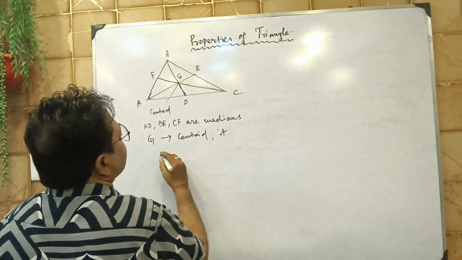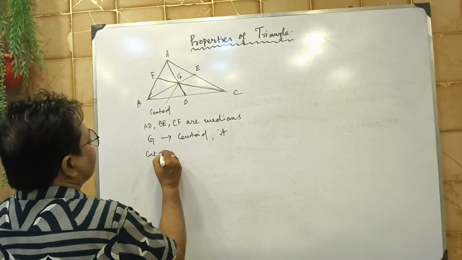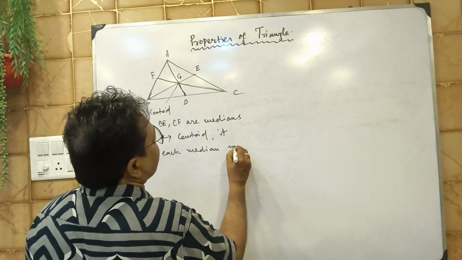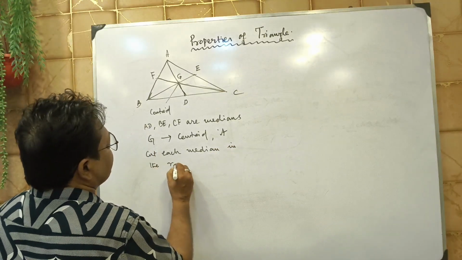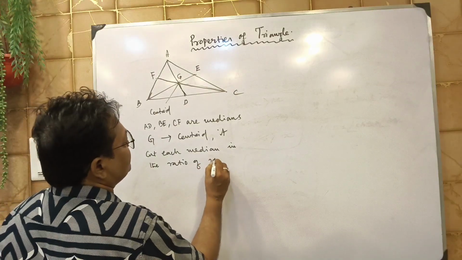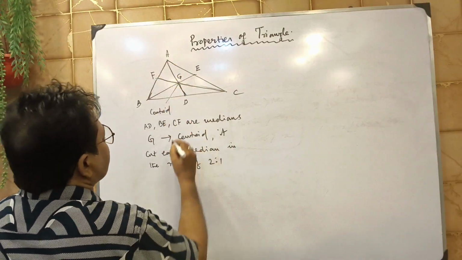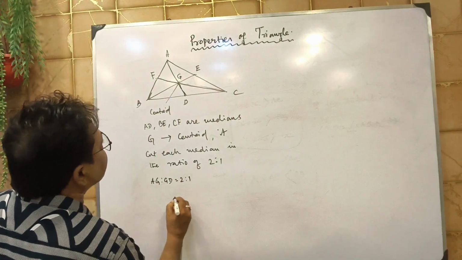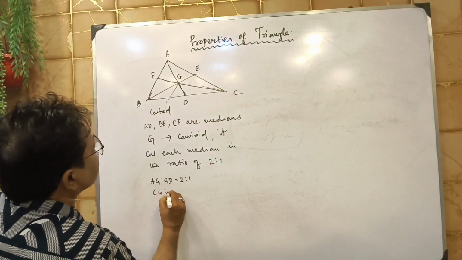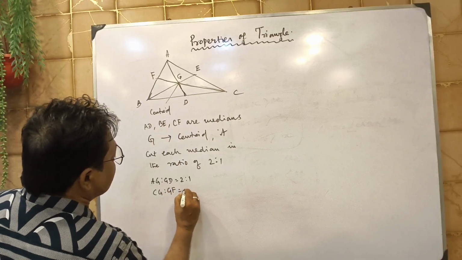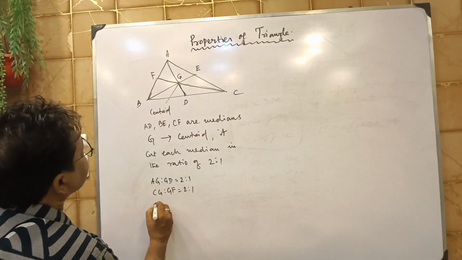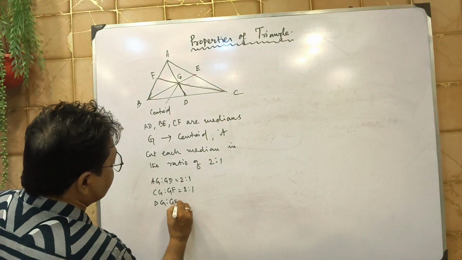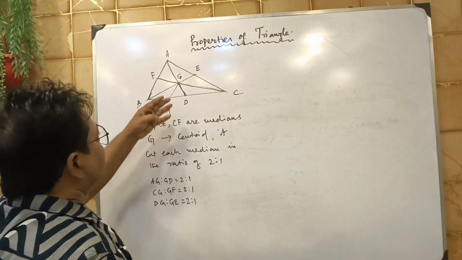It cuts each median in the ratio of 2:1. That is, AG is to GD is equal to 2:1. CG is to GF is 2:1, and BG is to GE is also 2:1. So this is called centroid.